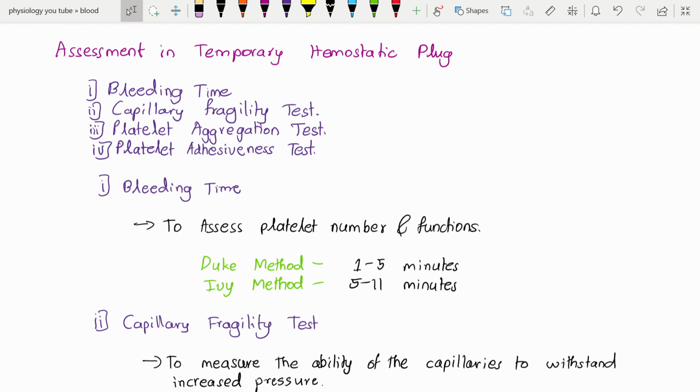First we will go with the temporary hemostatic plug formation defects. We have 4 tests: bleeding time, capillary fragility test, platelet aggregation test, platelet adhesiveness test.